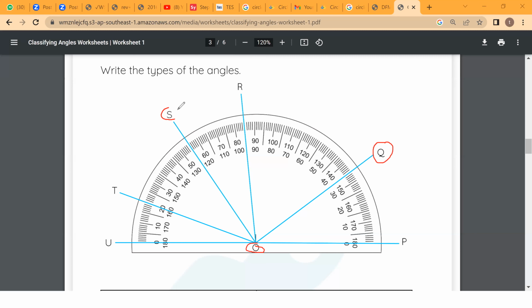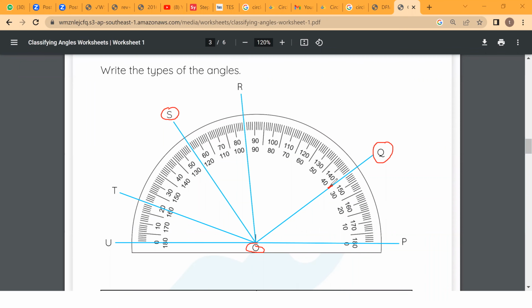What is the size of angle QOS? How much does it measure? 190 to 180 degrees, I guess. That's not 190. We start at 0, so it's going to be 0, 10, 20, 30. So right there is Q, right?